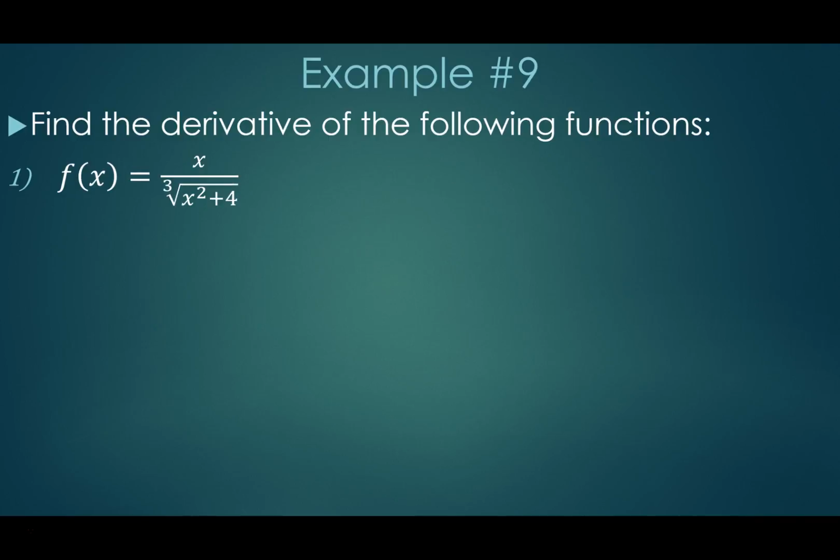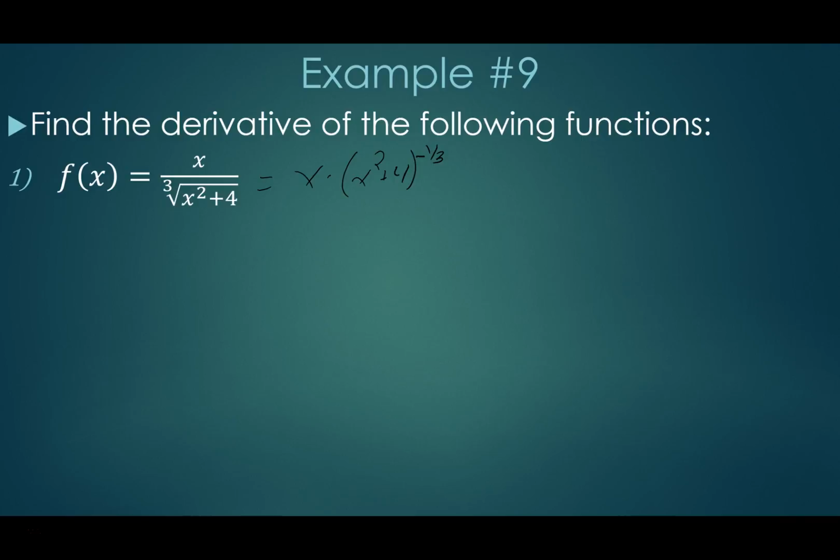This right here, again, we could think of this as a quotient rule, but I'd rather not. I'd rather rewrite this as x times (x squared plus 4) to the negative 1/3 power. Again, this really is (x squared plus 4) to the 1/3 power in the denominator, but I can write it as a negative 1/3 to write it as a product rule instead of a quotient rule.